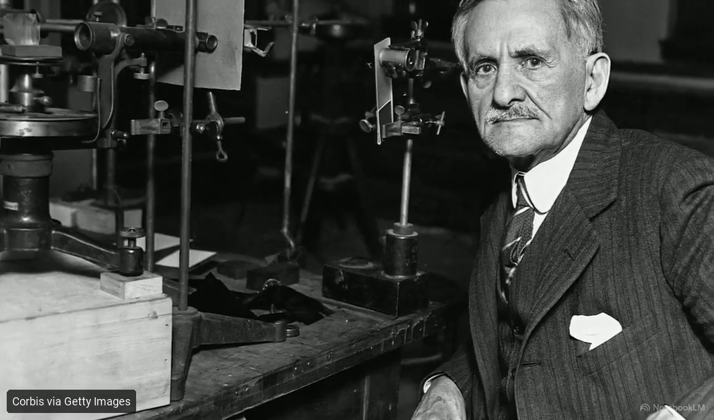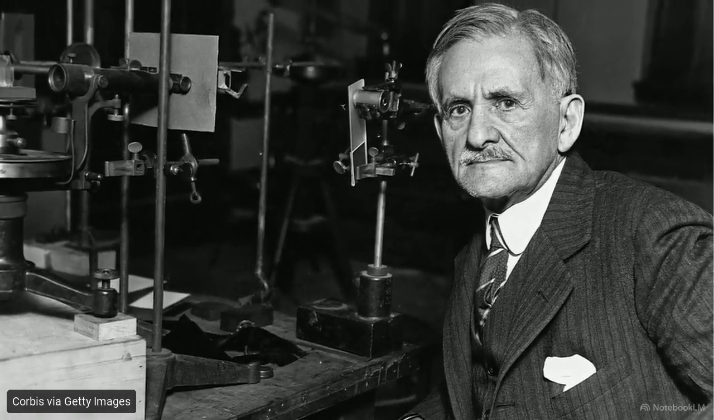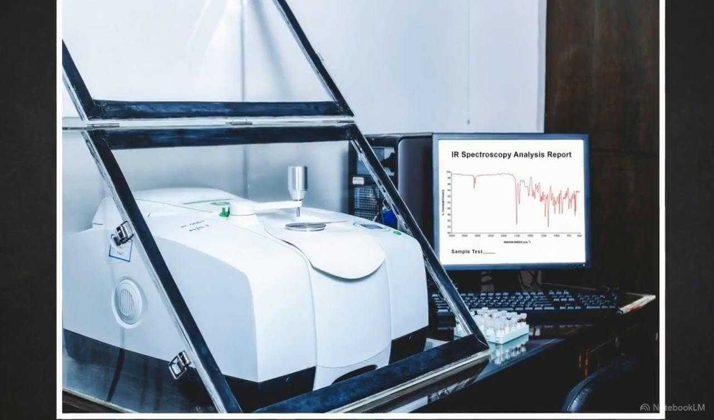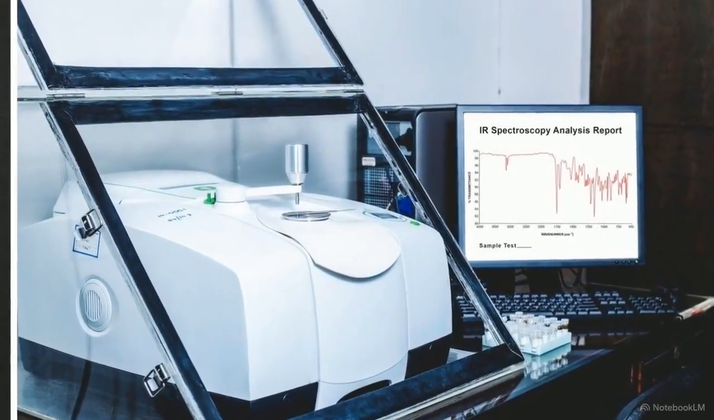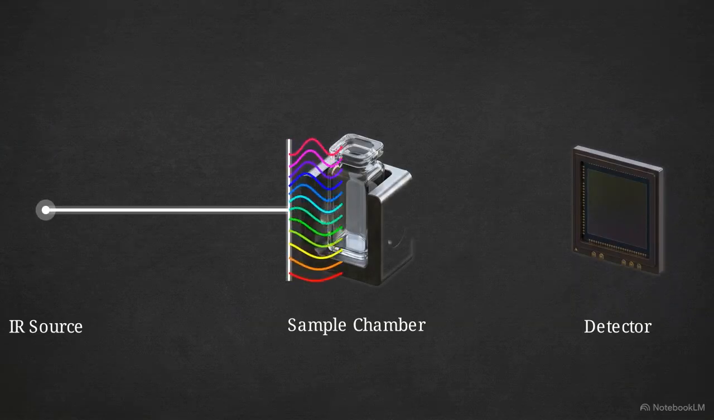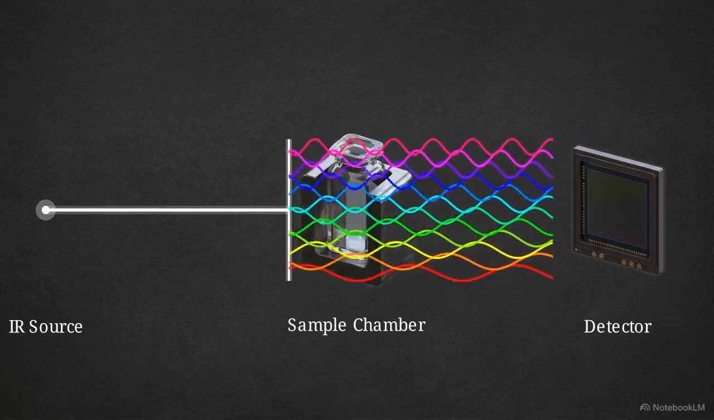To modernize chemical analysis, engineers had to move away from the physical separation of light, shifting the burden from optical hardware to computation. That shift resulted in the modern lab standard, the Fourier Transform Infrared Spectrometer, or FTIR. Instead of scanning one frequency at a time, the FTIR machine shoots all infrared wavelengths through the sample simultaneously.